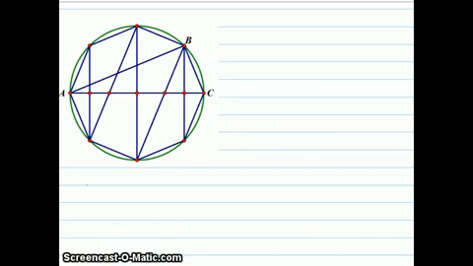Here's a two-dimensional picture. For this one I have a regular octagon inscribed inside a circle. And I've drawn in the points, the most important ones are labeled. AC is the diameter of the circle, and B is a point there on the octagon. And I'm going to label some of the lengths in here.